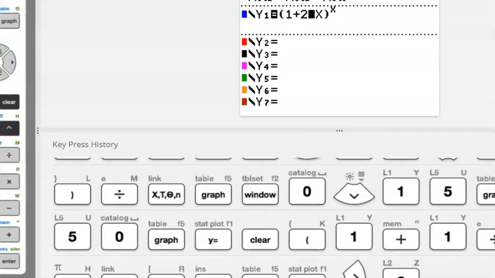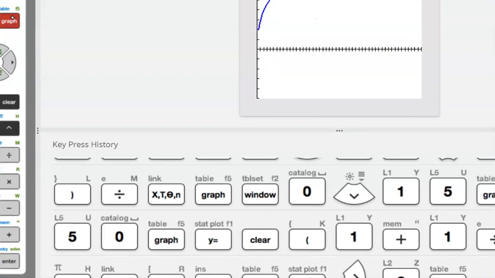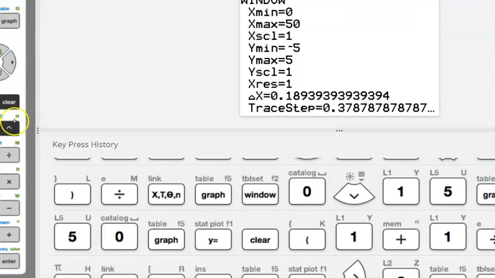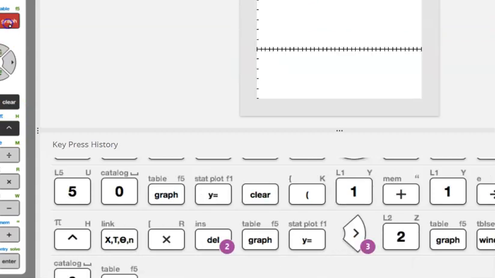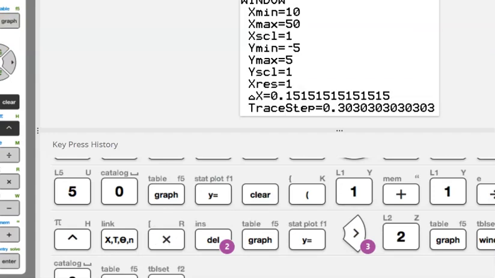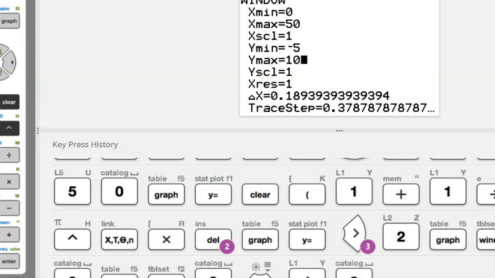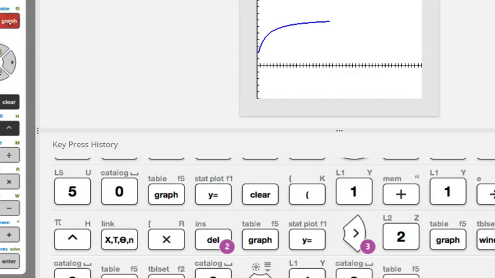So if we now go to this next one, we hit graph. You'll see we can't even see what this is doing. So let me increase my window. This 10. What did I do here? Sorry. That needs to be 0. And we want y max to be 10. Let's try this again now. But you can see it does definitely level off towards something.